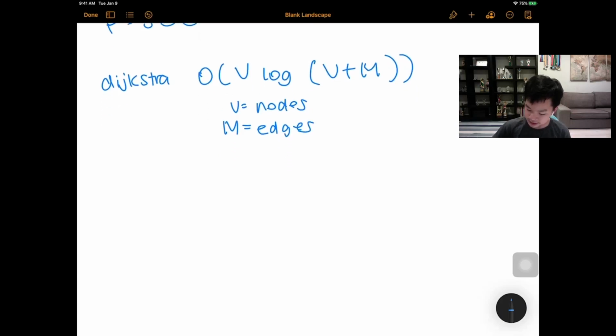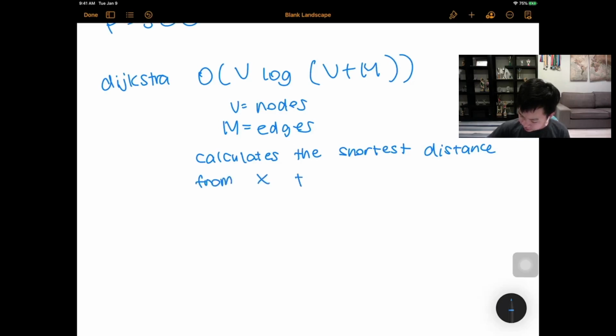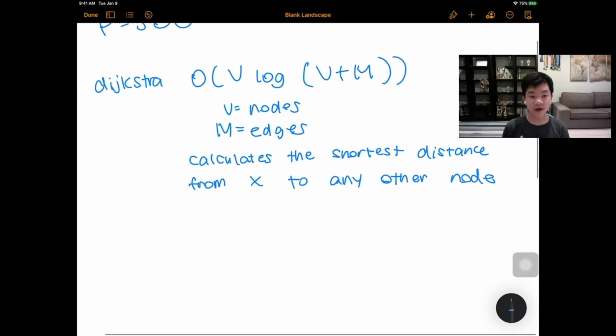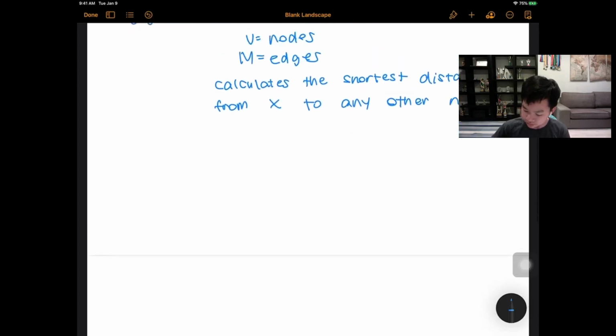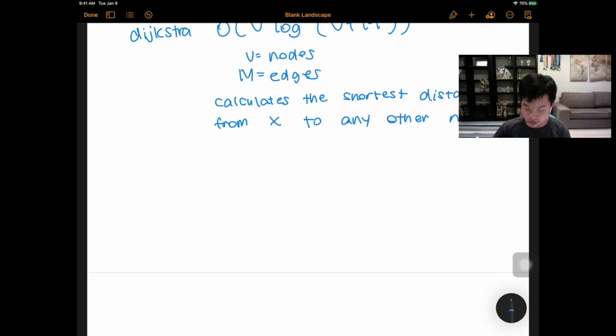What Dijkstra does is calculate the shortest distance from X to any other node. For example, if I run Dijkstra from pasture 1, I would get the shortest distance from 1 to any other pasture. And notice that since P is very small, we can simulate placing the sugar cube at all P pastures. Let me just draw out the graph.